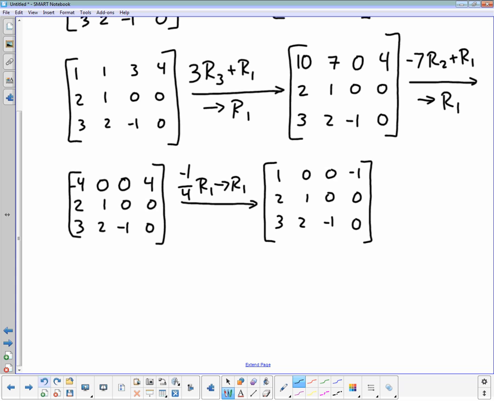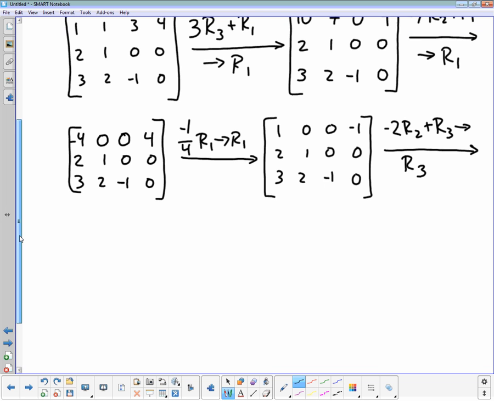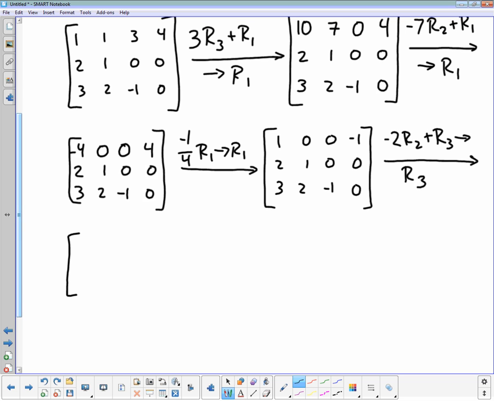So you see, we're getting closer. Now we're going to keep going and kill off that 2 underneath the 1. See? So -2 row 2 plus row 3 stores in row 3. And so it'll be -4 plus 3 is -1. -2 plus 2 is 0, which was the point. That stays -1, and that's still a 0.